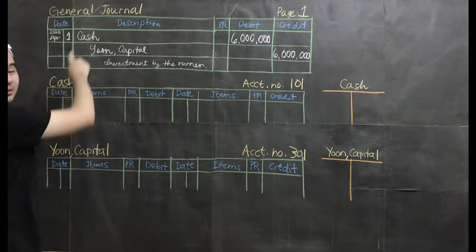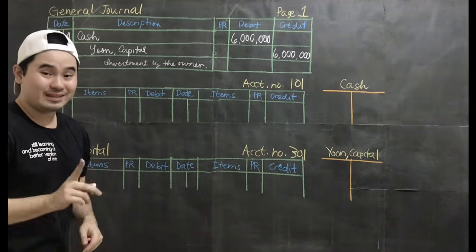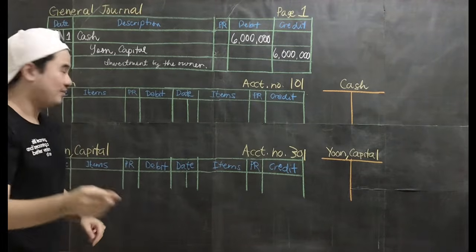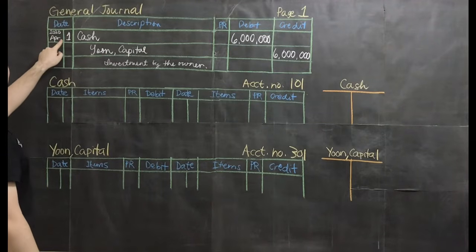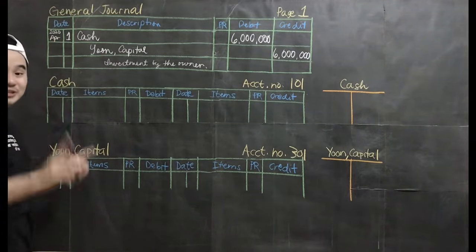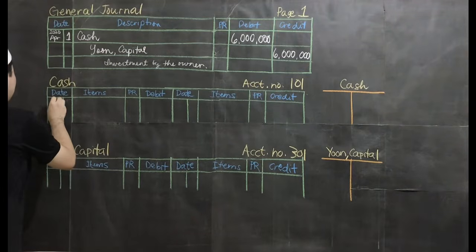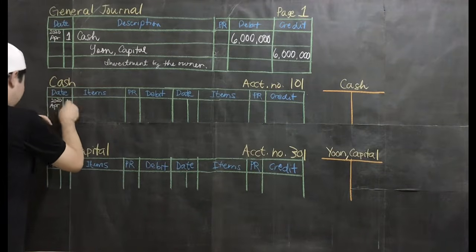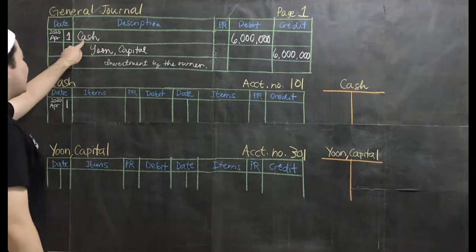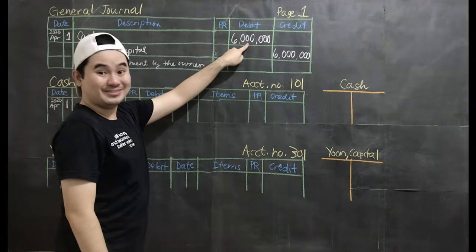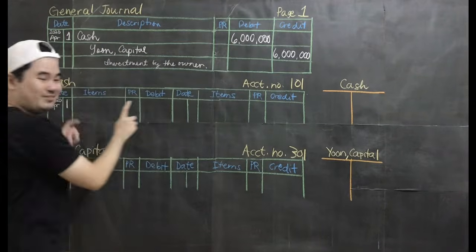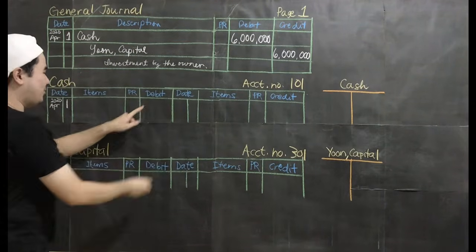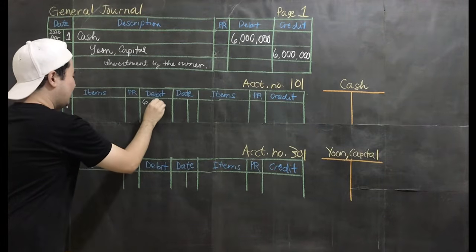Cash ang account. So, saan ka pupunta sa ledger? E di syempre, sa account na cash. Okay? Kailan yung date? April 1, 2020. Ganon din yung gagawin mo dito. Tapos, ang cash ay naka-debit at 6 million. So, sa cash, debit 6 million, anong gagawin mo dito? E di lalagay ko rin dito, debit 6 million.